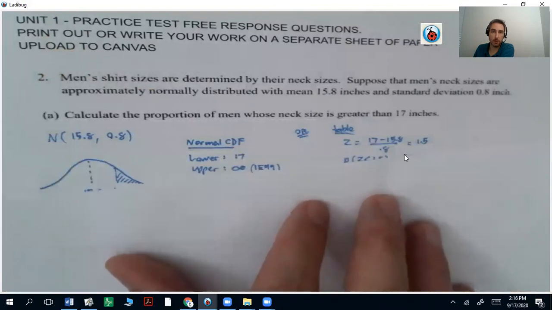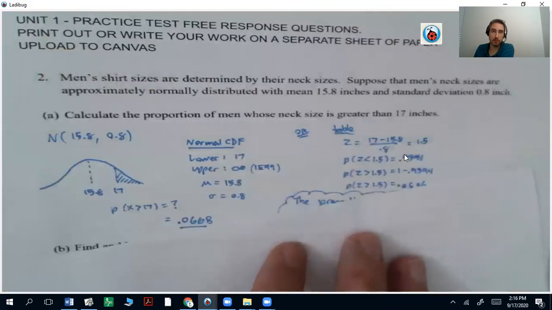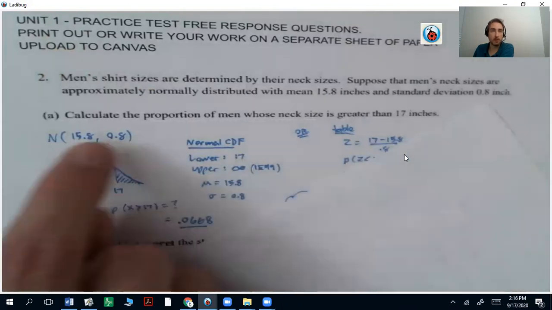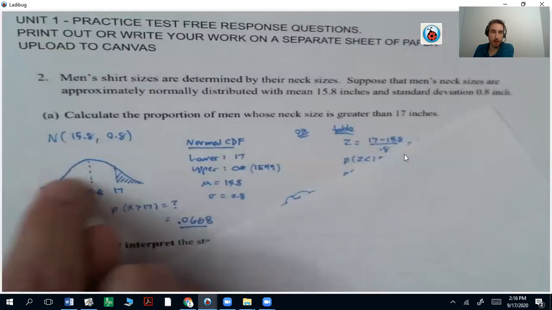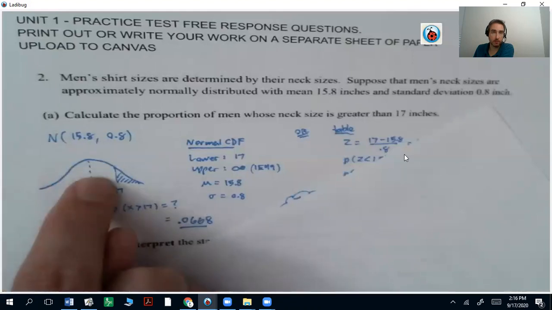Well, again, there's two approaches here. You can do the calculator or table. I like the calculator. So it's going to be a normal distribution. There's your notation. There's a diagram. Always have the notation and diagram.